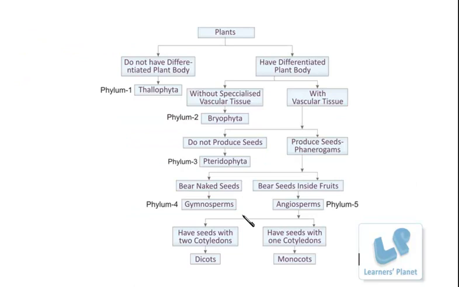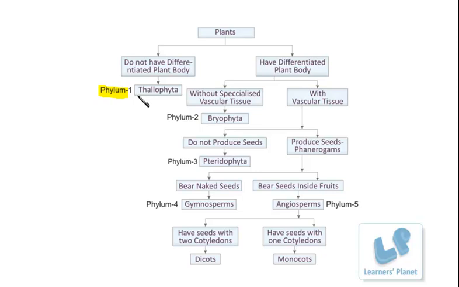So students, here is the chart which is showing the divisions of kingdom Plantae. In this chart, by mistake I have written the word phylum. So it is of course wrong. What should we write for plants? It should be division.